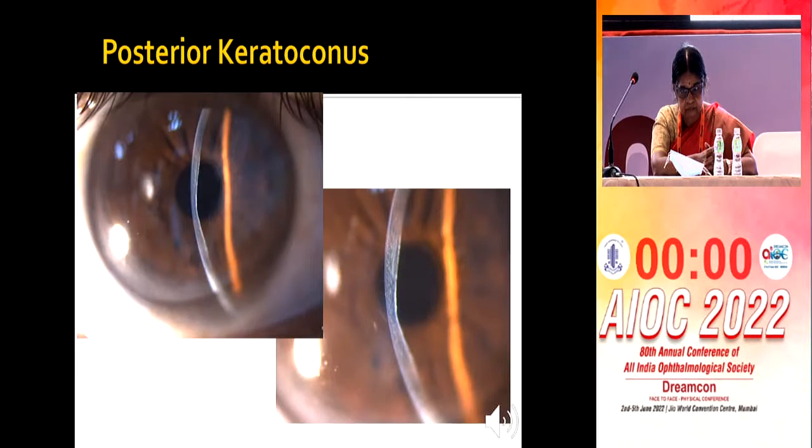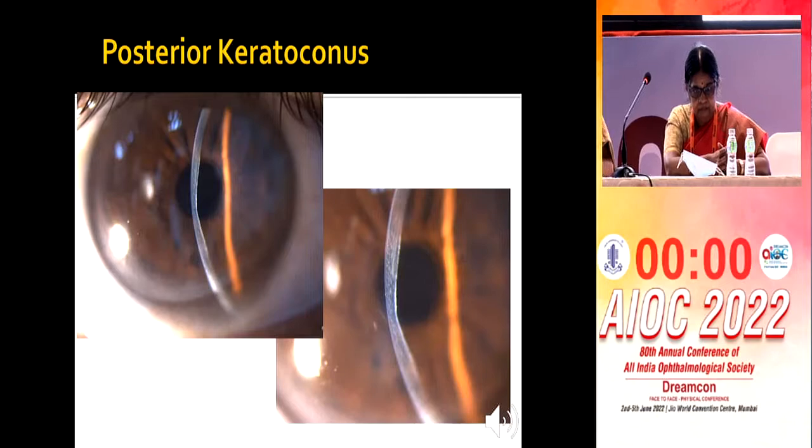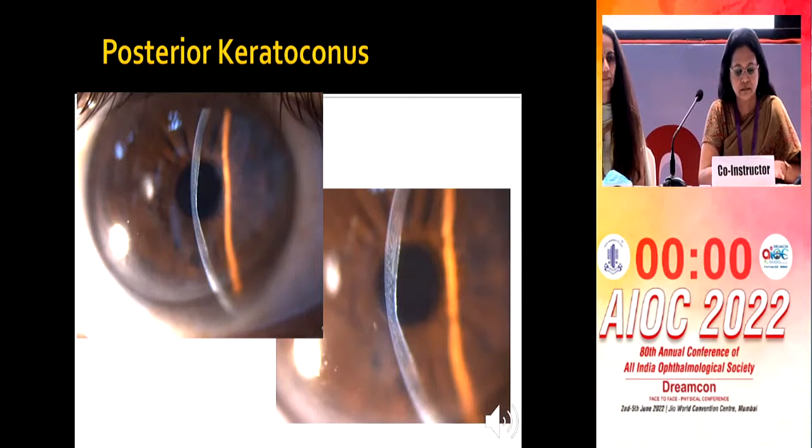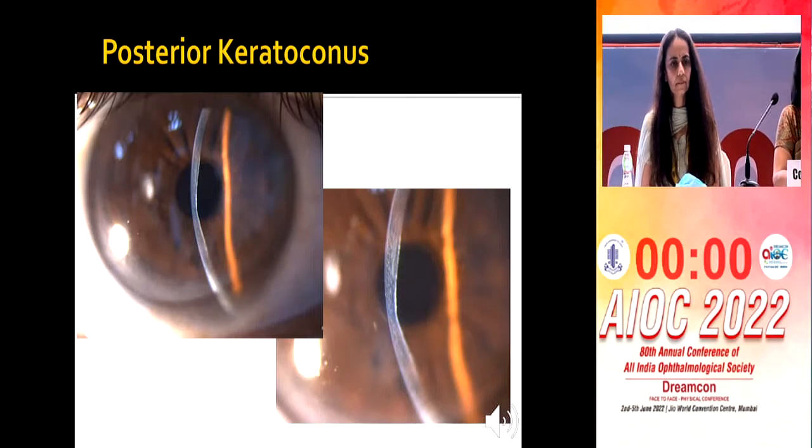Here is an example of a corneal variation where the anterior surface of the cornea is normal and the disorder is present on the back surface.